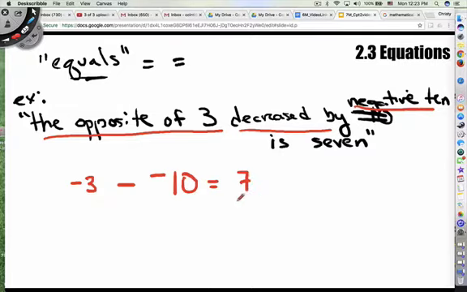Now, if you did it right, then these two sides will be equal, right? So you want to just check yourself real quick. Negative 3 subtract a negative means keep, change, change. And so you get plus 10, and that's equal to 7. And a negative 3 added to 10 is indeed 7. So we can check that off. Good. So that would be a numerical sentence right here.